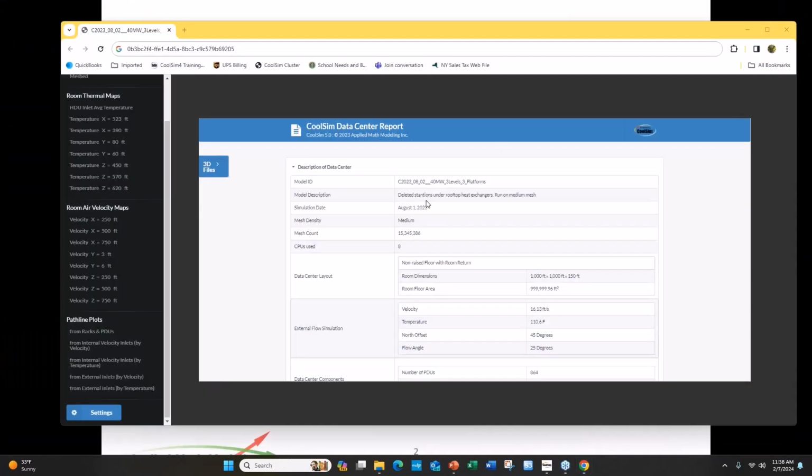It does depend on the mesh. The mesh in this case is 15 million cells. We ran it on 8 cores. So that probably took a few hours. By the way, CoolSim is automatically parallel, and you can run concurrent jobs at the same time.